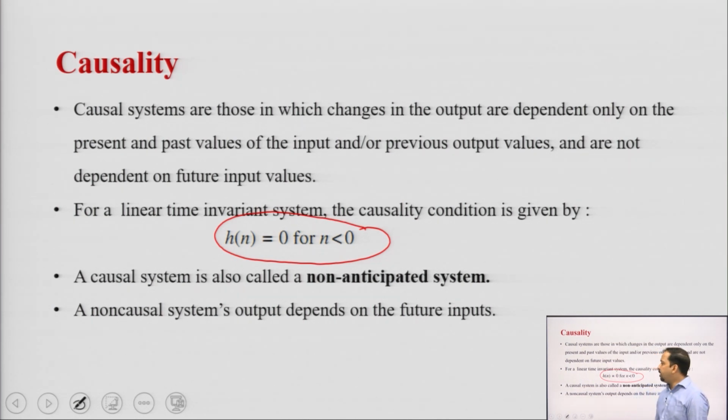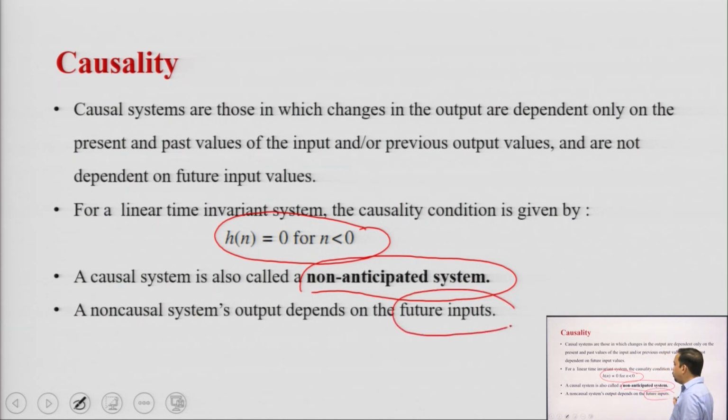Also we can say that a causal system is a non-anticipatory system, whereas a non-causal system, as I have already told you, depends on the future value of input. If the present output depends upon any future value of input, then the system is said to be non-causal. And generally in signal processing, non-causal systems are not physically realizable.